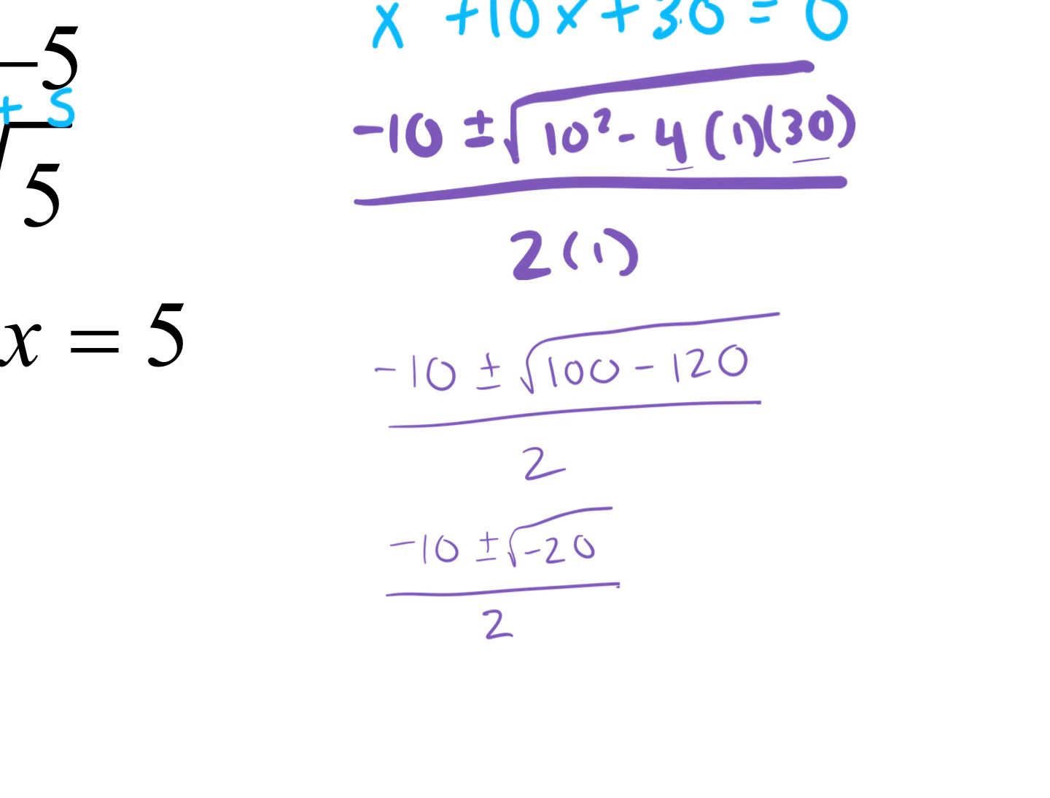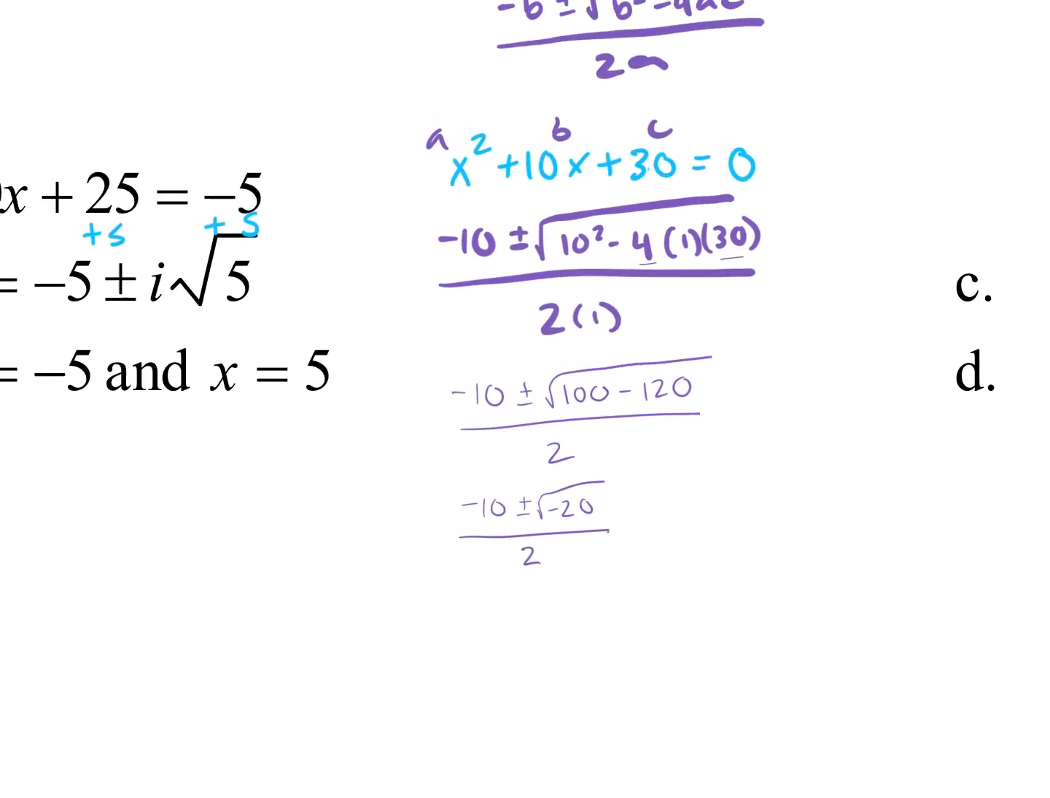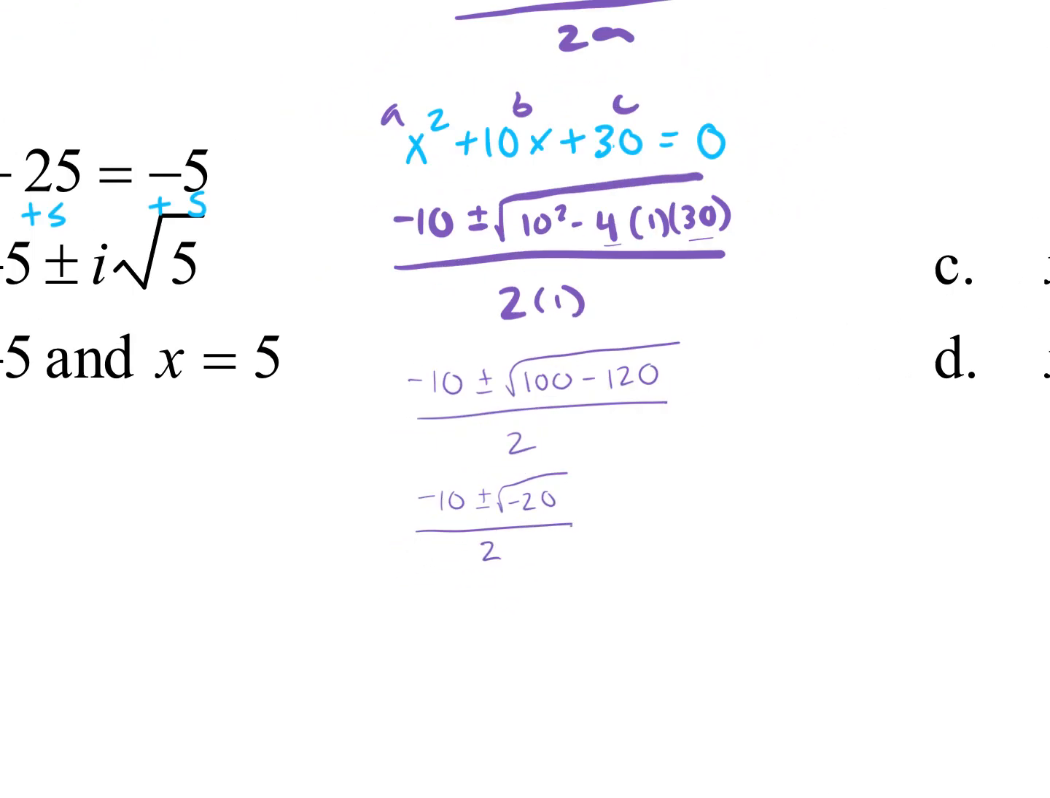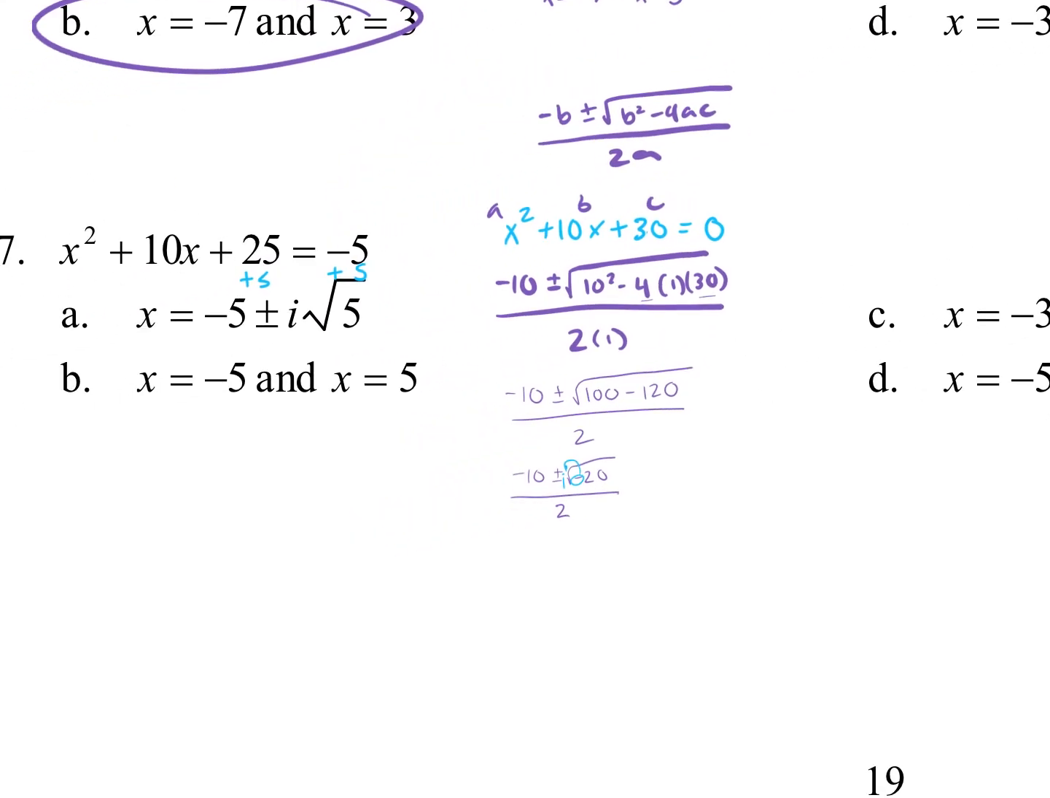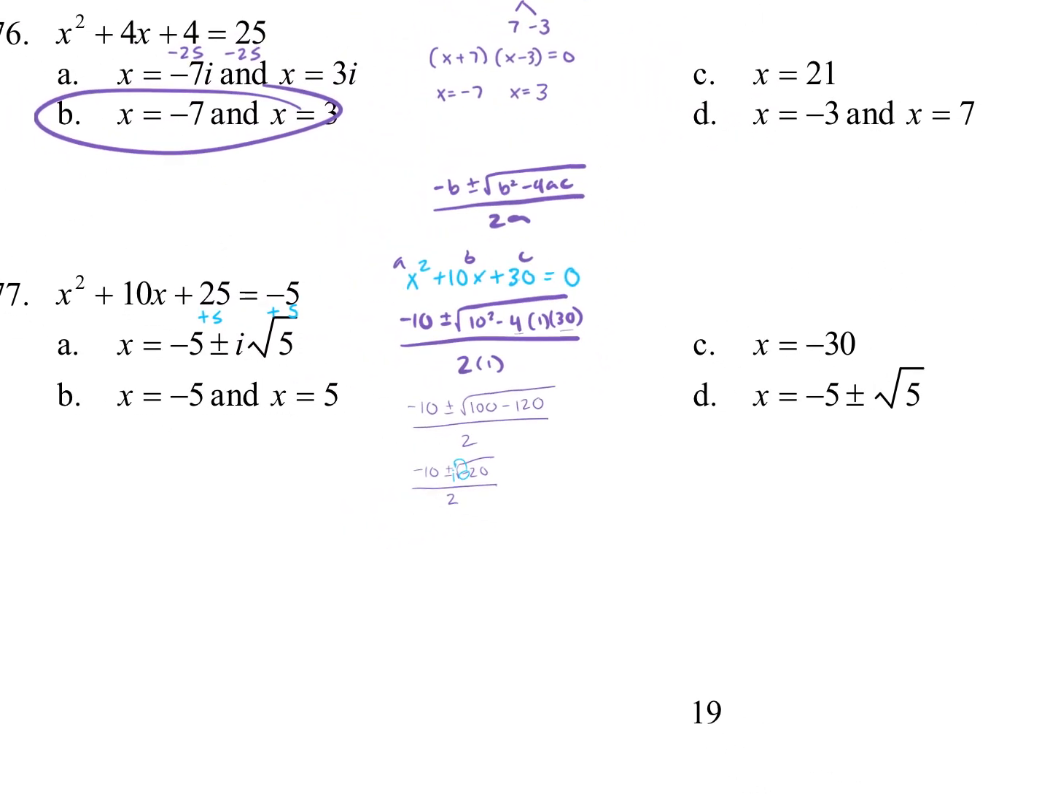And now we can simplify, but looking at our answer choices, what happens when I have a negative inside the square root? It becomes an i. Which one of our answer choices has an i in it? A. Only A. So we can stop. And that's our answer. Because there's an i in it, it's going to be the only answer choice with an i.